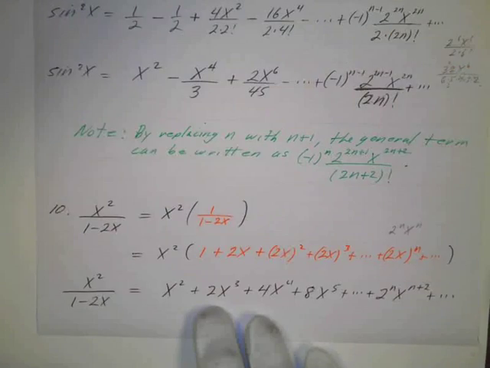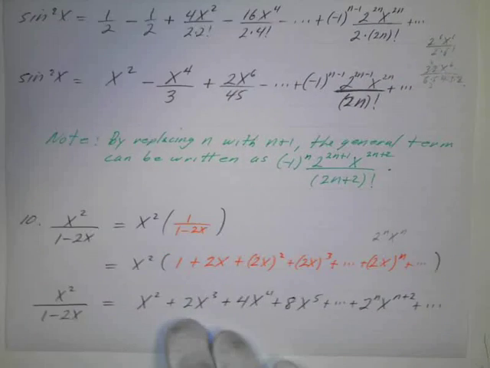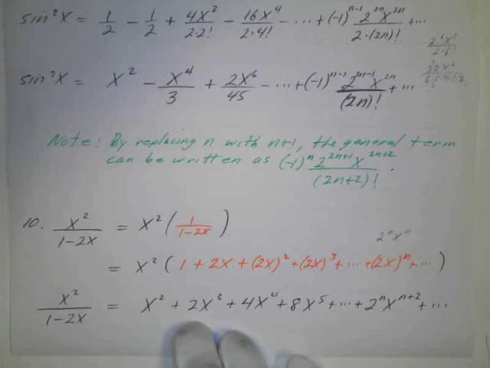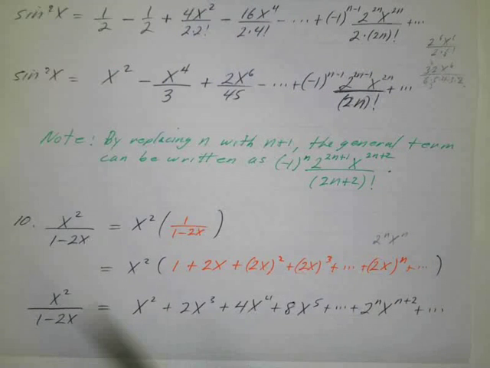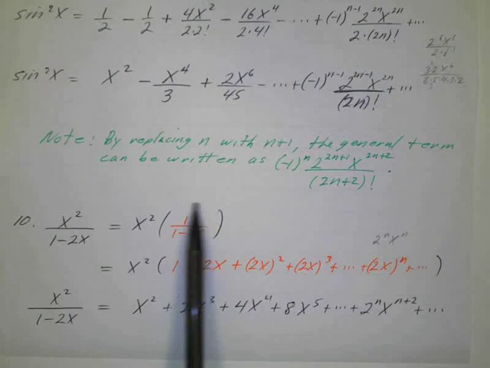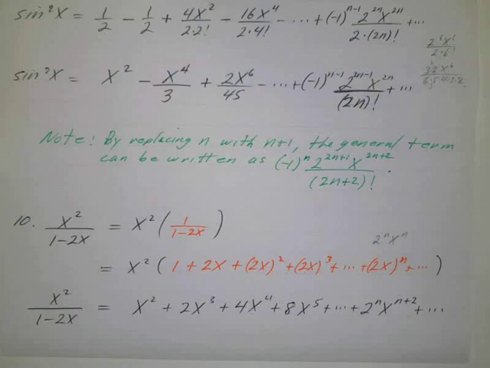And then number 10, x squared over 1 minus 2x. Now right away, that 1 minus should kind of pop right out at you. It's our good old geometric series. And we've got that in our Maclaurin tables. We got 1 over 1 minus x. So instead of writing an x, I put a 2x. So my ratio is 2x, and my first term is 1. So I'll just separate this, and I'll factor the x squared out.